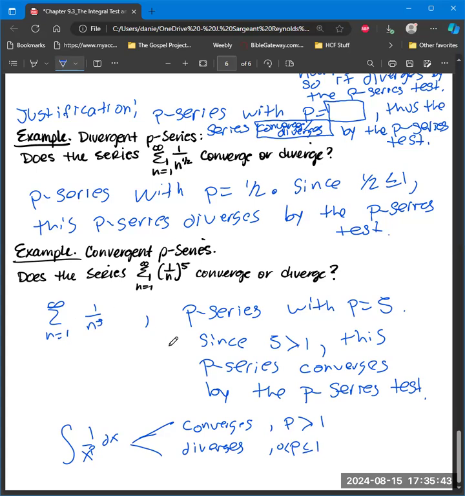There is a proof for that in the textbook, both for this integral in chapter 8 and for this series as well, if you would like to see them. But I'm not going to show them to you.